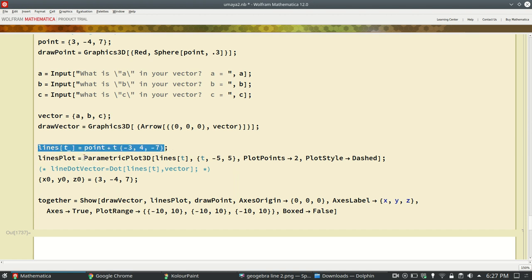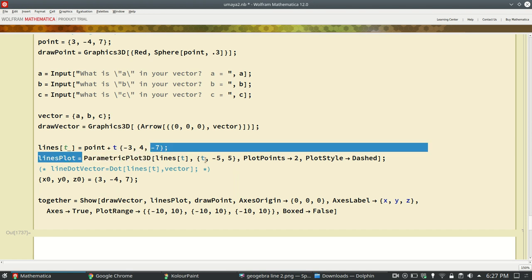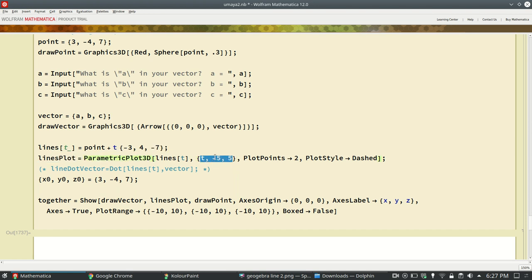So now I plot the line with the ParametricPlot3D function. I give a range negative 5 to 5. You could give whatever range you want. If you want the line to look longer, you can make it negative 10 to 10, whatever you like. You have to use at least 2 numbers here, but anything more than 2 is fine also. And I made it dashed so we could notice it.